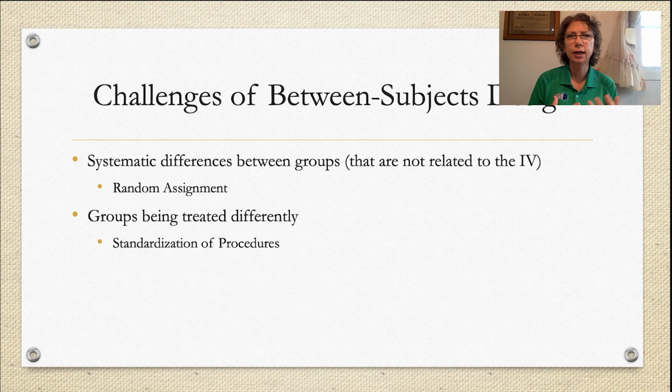You want to think about what other issues might be a problem for this design. Anything that could possibly explain a difference in the learning outcome for those three groups is a potential confounding variable that has to be controlled. Okay.